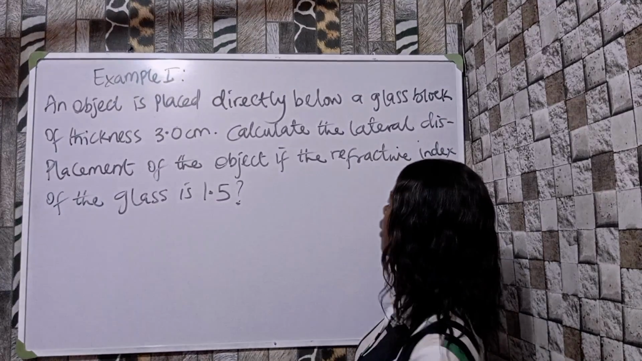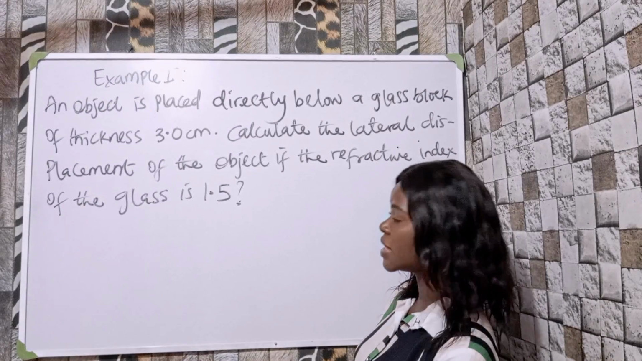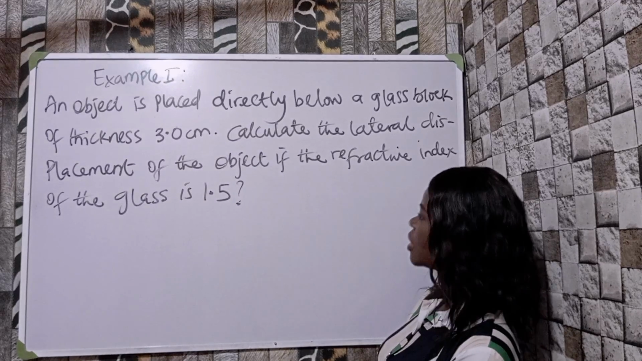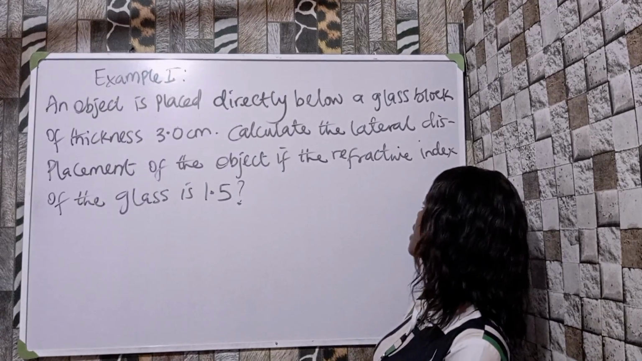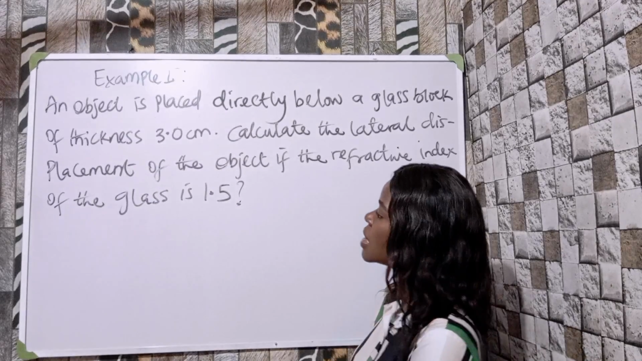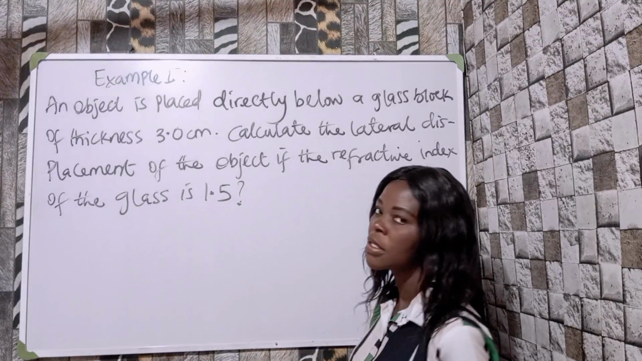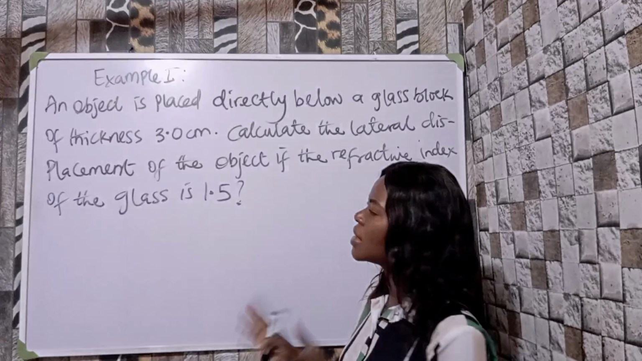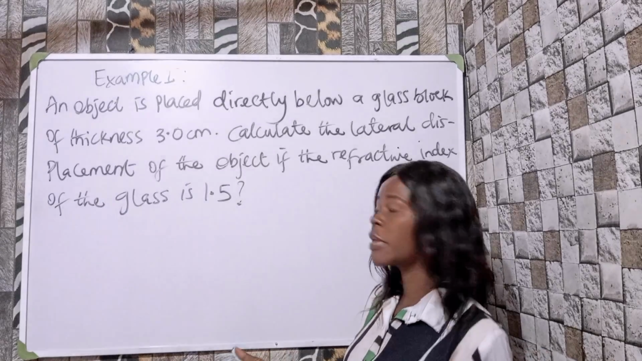An object is placed directly below a glass block of thickness 3.0 centimeter. Calculate the lateral displacement of the object if the refractive index of glass is 1.5. So for us to solve this problem, what you are going to do is to set our parameters and know what you're actually looking for.